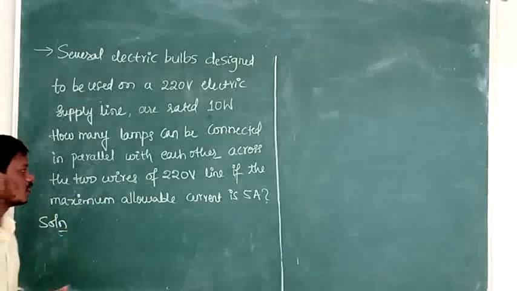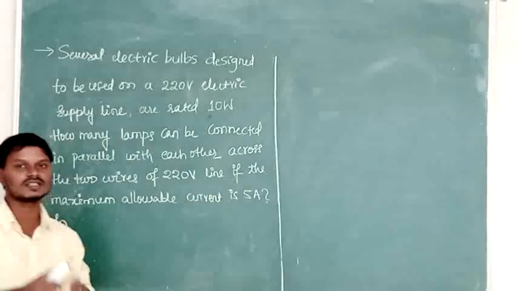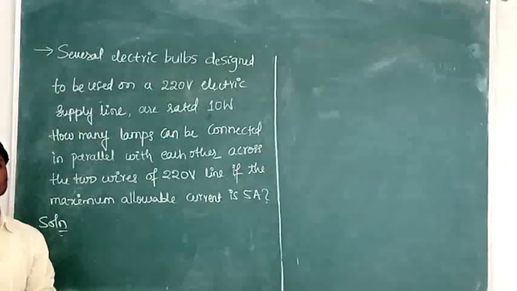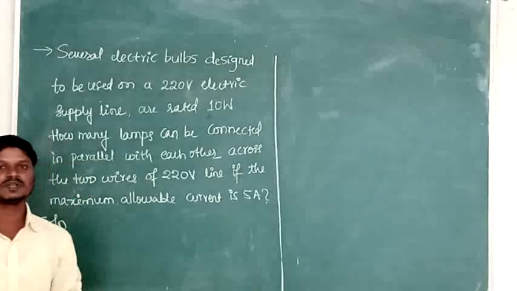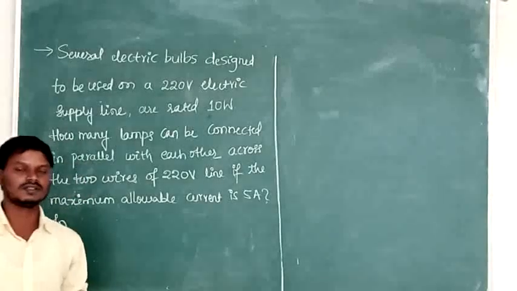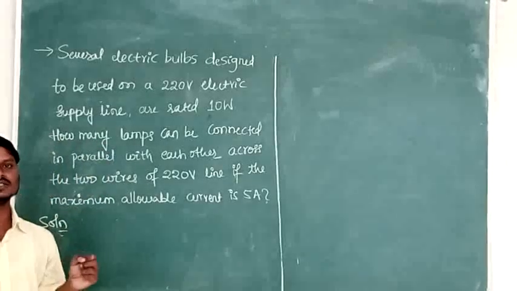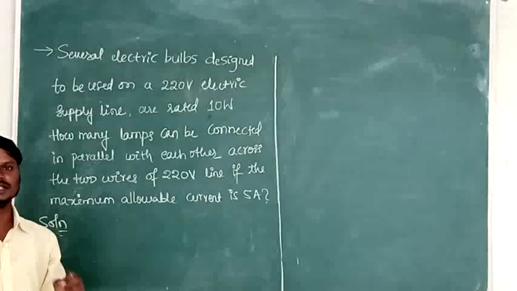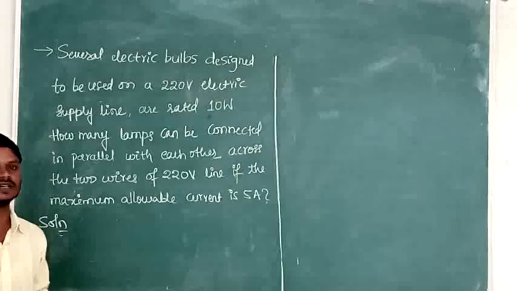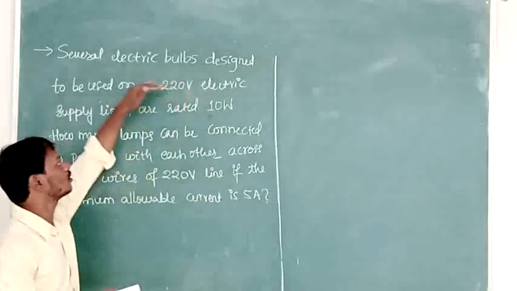If the maximum allowable current is 5 ampere, means what is the total current in the parallel combination? That is 5 ampere. First we have to find the resistance of each bulb. How to find the resistance of each bulb here? By using the formula P is equal to V square by R, then R is equal to V square by P, that gives the resistance of each bulb.